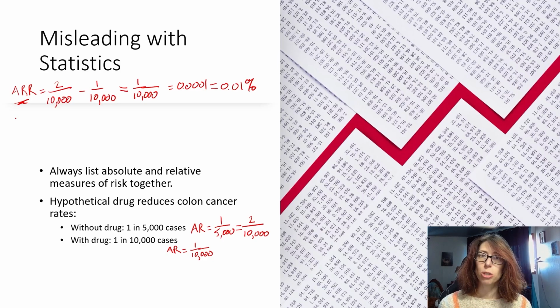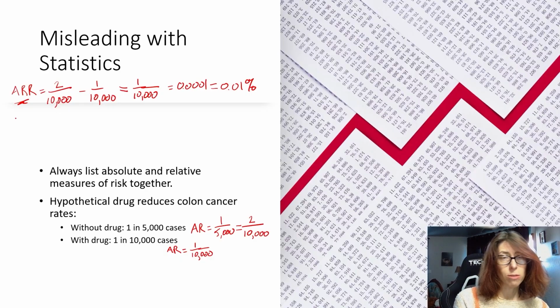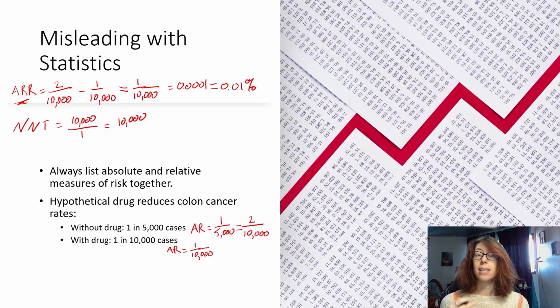Remember, the number needed to treat is the inverse of ARR. Absolute risk reduction was 1 in 10,000. So the inverse of 1 in 10,000 is just 10,000. This means that 10,000 people must take the drug to prevent one person from getting colon cancer. So the number needed to treat is useful because it puts the practical implications of a treatment into perspective.